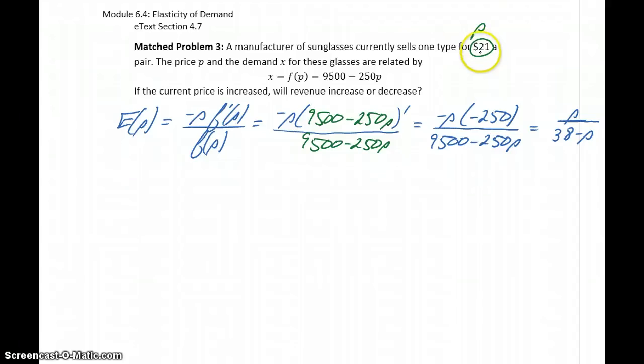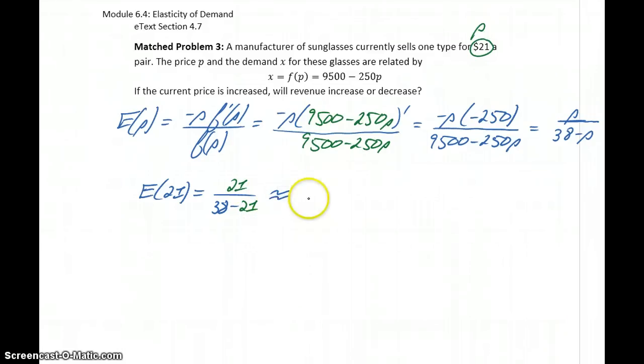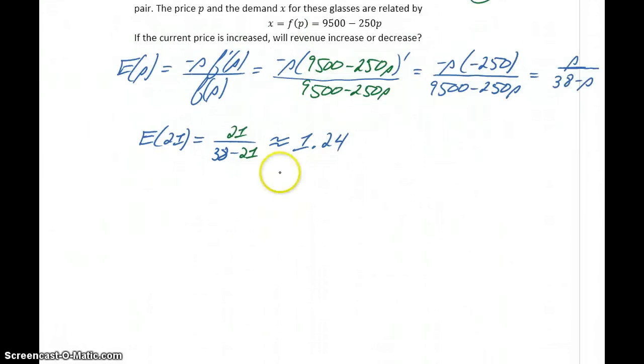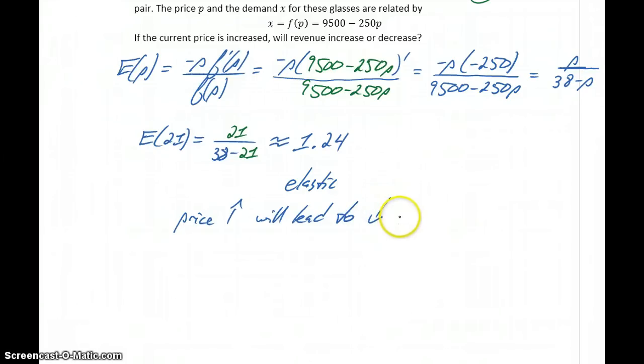So we know that our current price point is $21. So we want to evaluate E of 21, which in this case will be 21 over 38 minus 21, or approximately 1.24. So in this case, we can identify demand as being elastic. So if price is increased, which is what the question is asking us, that will lead to a decrease in revenue.